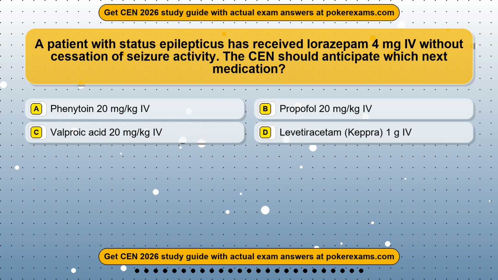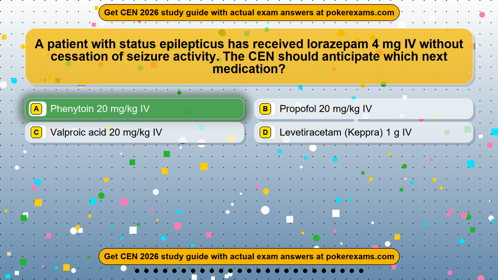Question 17. A patient with status epilepticus has received lorazepam 4 mg IV without cessation of seizure activity. The CEN should anticipate which next medication? Option A. Phenytoin 20 mg/kg IV. Option B. Propofol 20 mg/kg IV. Option C. Valproic acid 20 mg/kg IV. Option D. Levetiracetam, Keppra, 1 gram IV. The correct answer is option A.